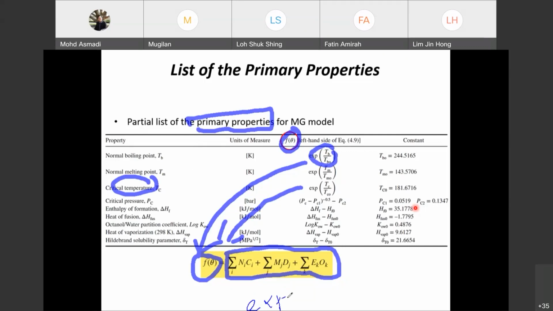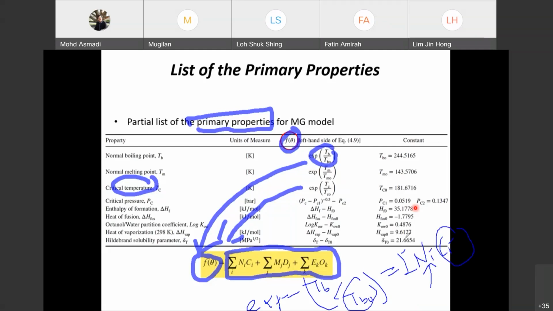Exponent of TB divided by TB naught. TB naught is, as I told you, the priority is only for first order. The number of occurrences we know, and the contribution we can get from the table in the reference. So just by summing you can calculate the TB. TB naught is the initial boiling point.